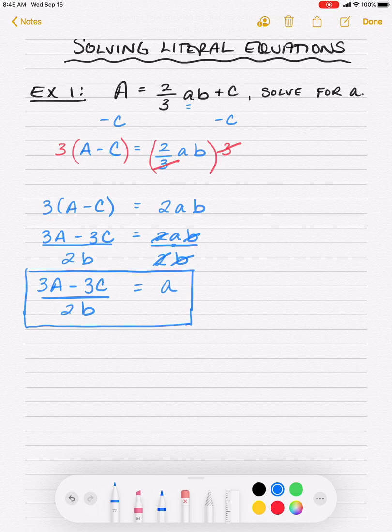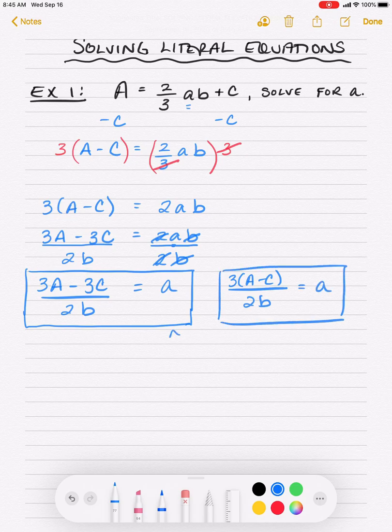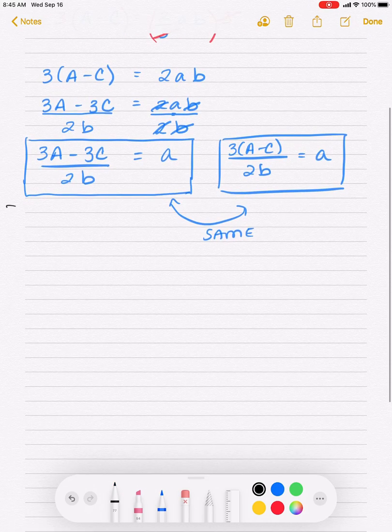Let's say somebody else in the room did not distribute the 3. Let's say they left their answer like this. This, in my opinion, is the same. I really do not care whether you distribute the 3 or not. So let's do another one, just to make sure that we've got this concept down. If you are feeling confident after you get the problem written, maybe this would be a good time to pause the video and try it on your own.